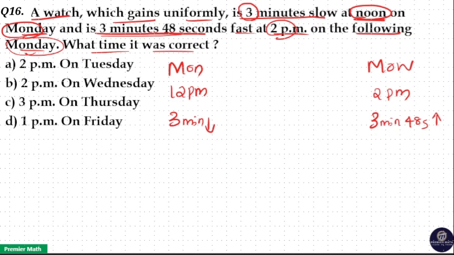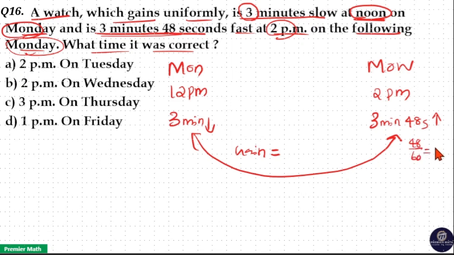Now here, total gain is equal to 3 minutes plus 3 minutes 48 seconds. 48 seconds means 48 by 60, which is equal to 0.8 minute. So total gain is equal to 3 plus 3.8 minutes, which is equal to 6.8 minutes. Now, the 6.8 minutes is gained in how much time?